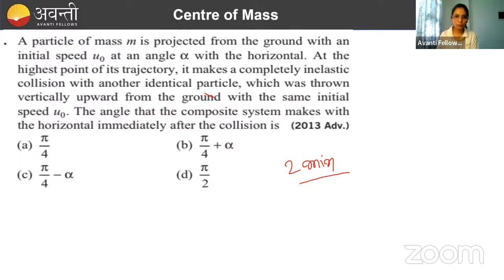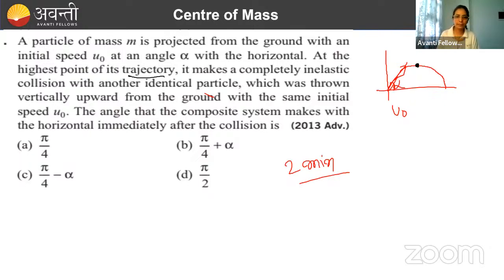Okay, main samjhati hoon. Pi by 2 toh nahi hoga. Somewhere you might be making a mistake. Okay, let's see what is happening. A particle of mass m is projected from the ground with an initial speed u naught at an angle alpha. So it is getting projected with a speed how much? U naught at an angle how much? Alpha. So this is u naught. Its trajectory will look something like this. One more thing is happening at the highest point of its trajectory, highest point P, somewhere here, it makes a completely inelastic collision with another identical particle.